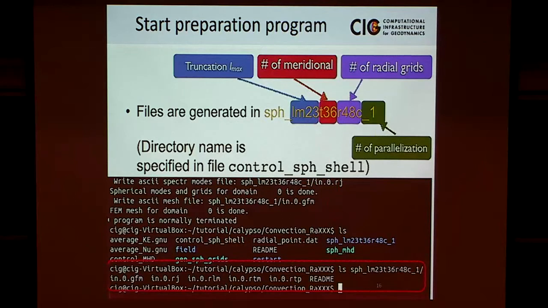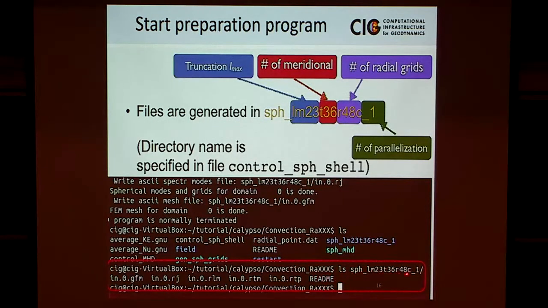So 23 indicates truncation degree. T36 indicates the number of meridional grid points, and R48 indicates 48 grid points with Chebyshev collocation points, and one for the sub-polarization. But you can define this name in the control files, and you can choose any name as you want. And yeah, let's check.